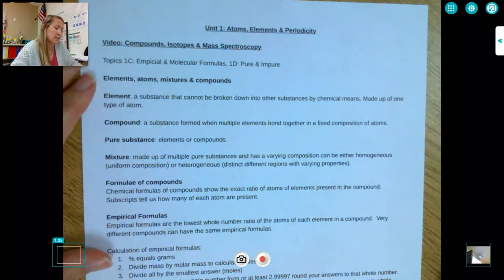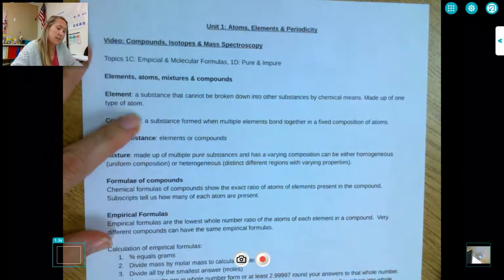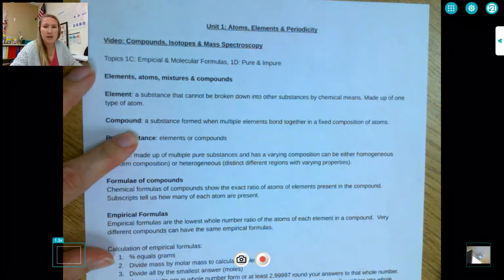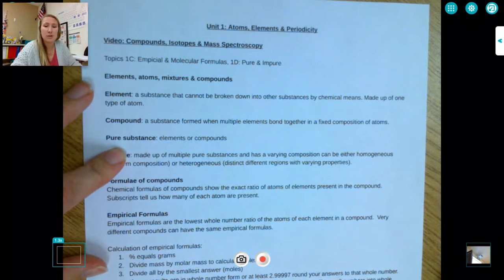So at the beginning, some definitions of things that we have learned before. An element is a substance that can't be broken down into other substances by chemical means, made up of one type of atom, whereas a compound is a substance formed with multiple elements bound together in a fixed composition of atoms, right? Atoms come together, they make a compound. If I have something that's pure, it can either be pure because it's one singular element, or it could be one type of compound. So if I have a container of carbon dioxide, and it's just carbon dioxide inside of it, that's a pure substance.